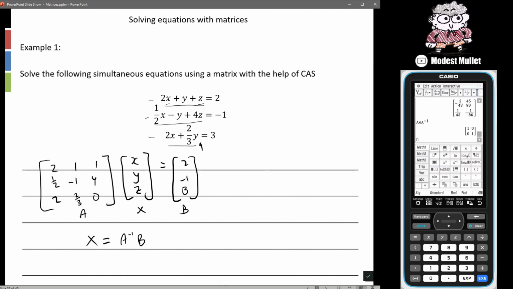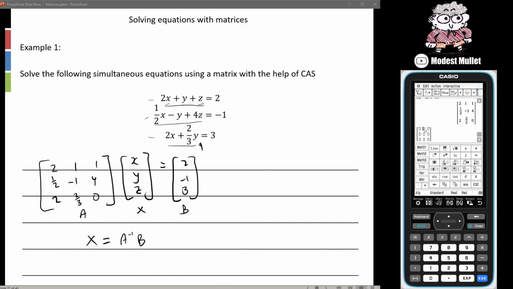Well, we can store what A and B is, and then just get the CAS to find the inverse and multiply it for me. So I click once on the matrix button, and then click again, and it turns into a 3 by 3. So I'm going to go 2, 1, 1, 0.5, negative 1, 4, 2, 2 divided by 3, and 0. And I want to store that as A. So I use that button there, store it as A. Done.